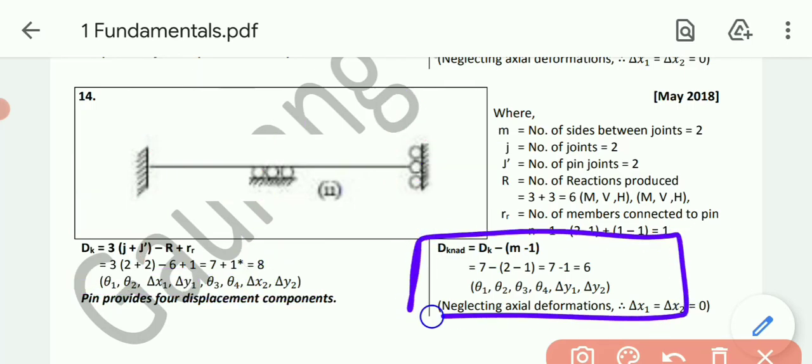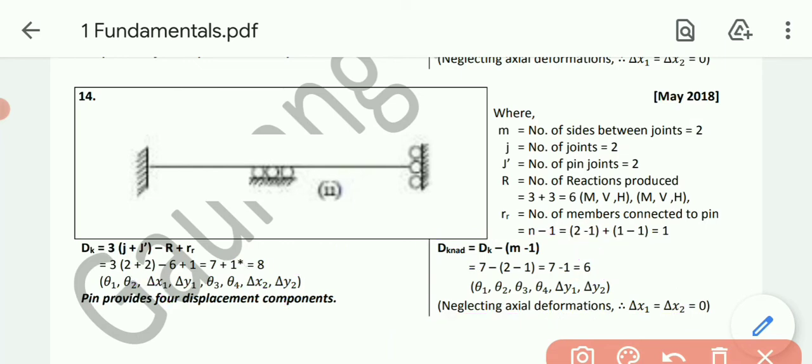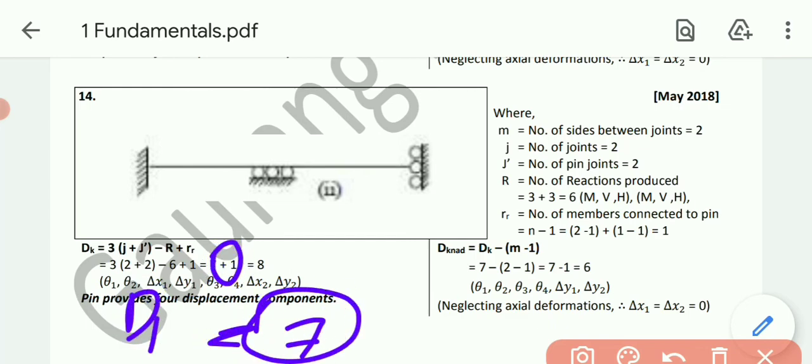Then DK none, DK minus m minus 1, 7. Okay, consider it as 7 only. Okay, 7 minus m plus 1, that is 2 minus 1, answer comes 6. Cancel the horizontal ones, neglect them, and delta x1, delta x2 equal 0, so that's why. Okay, over here we don't need to consider this one, our answer will be 7. Why have I given 8 over here? Because there are 4 reactions, 4 displacements in each of the pin joints, that's why I have shown you plus 1. If you don't write plus 1, then also it's okay, you can write down your answer DK equals 7. See, I have taken the calculation as 7 also.